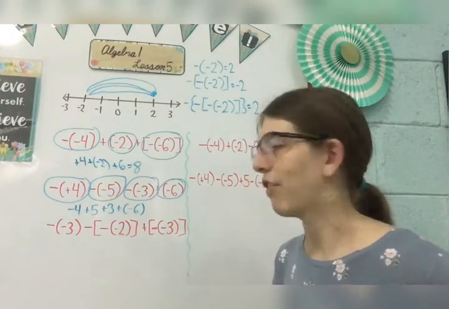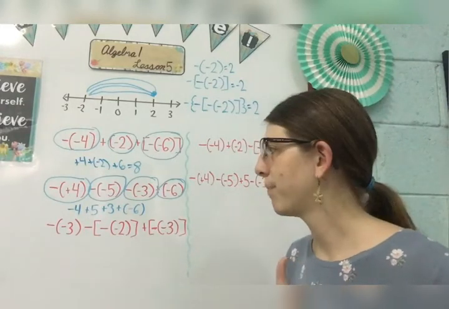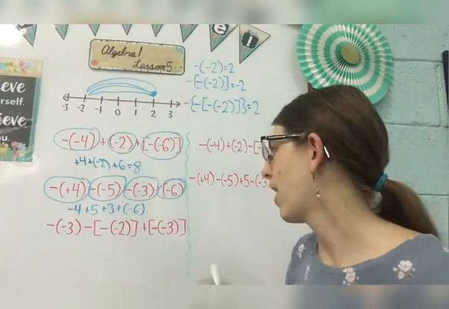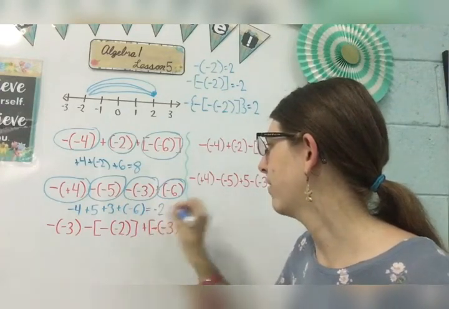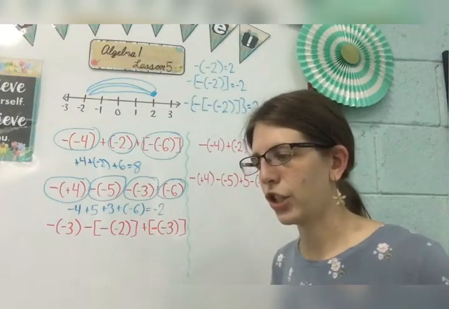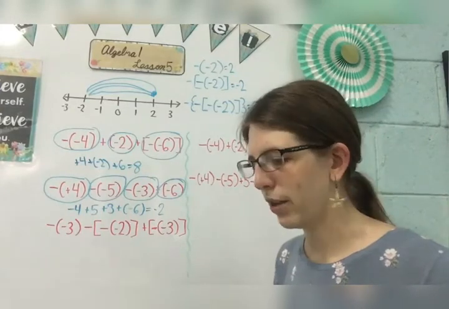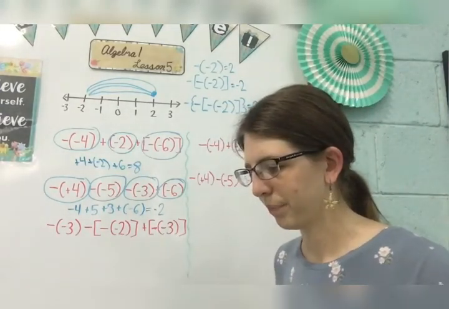Now I'm going to simplify. Negative 4 plus 5 is 1, plus 3 is 4, plus negative 6, subtract 2, take the sign of the larger absolute value, which is the negative. So I get a negative 2.